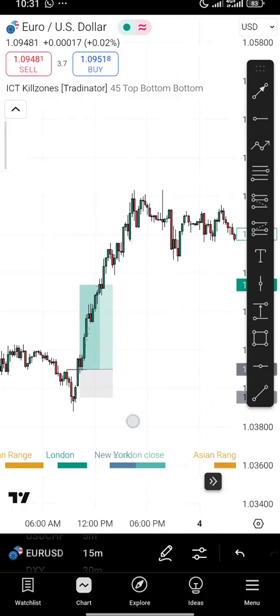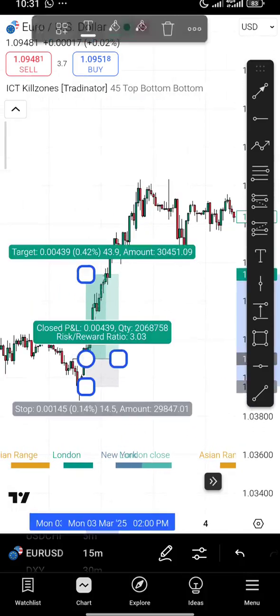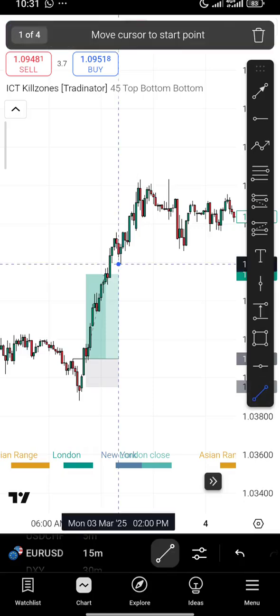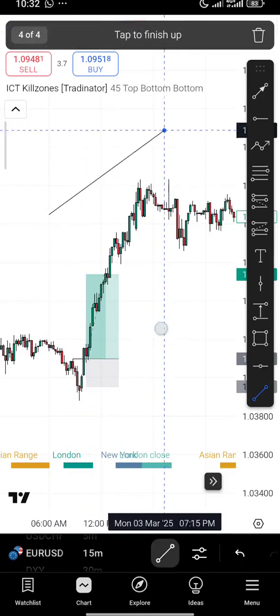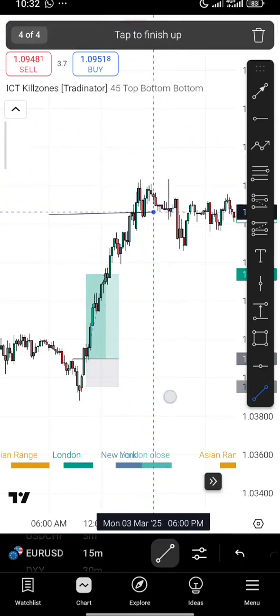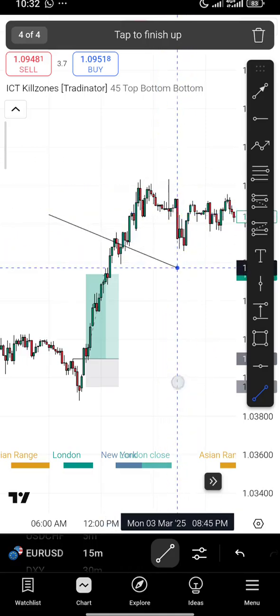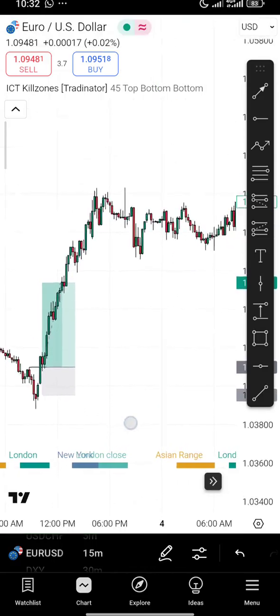I don't need to trade New York Q zone again. I'm done. So see what I use. I used my trend line. This is my trend line, this down one. I can use this to draw a line from a pivot point. I can just use this to do a whole lot of stuff. So for the purpose of this strategy, that is what I'm using it to do.